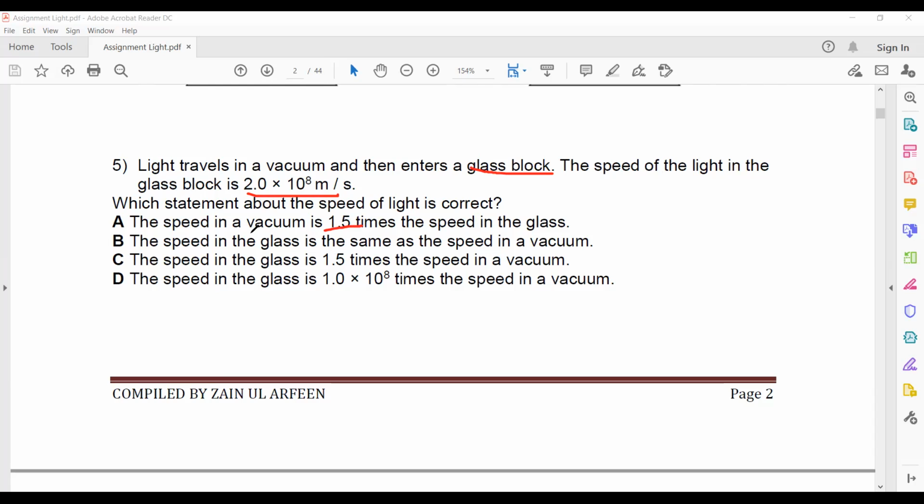Actually, light travels faster in a vacuum as compared to glass. The speed of light in glass is 2 × 10^8 and the speed of light in a vacuum is 3 × 10^8. When you divide, you get 1.5. So it shows that light travels 1.5 times faster in a vacuum as compared to glass. So that's why A is the right answer. Is it clear?